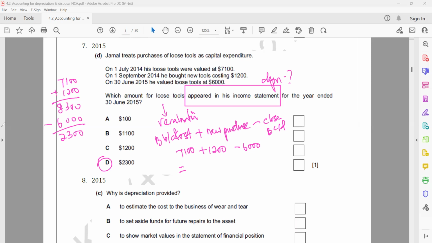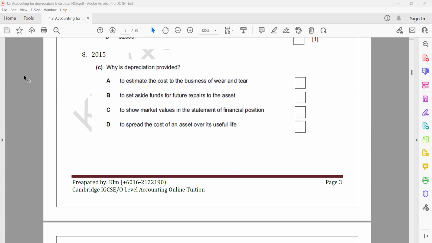Okay, now let's move on. Question 8. Why is depreciation provided? What is the purpose of depreciation? Trisha, what is your answer for 8? To spread the cost of an asset over its useful life. Yes. Okay, to spread the cost over its useful life.